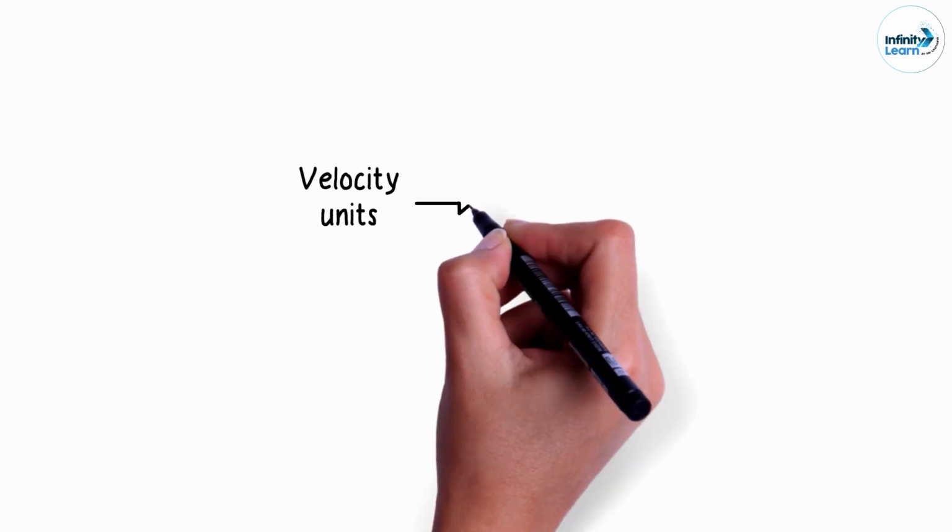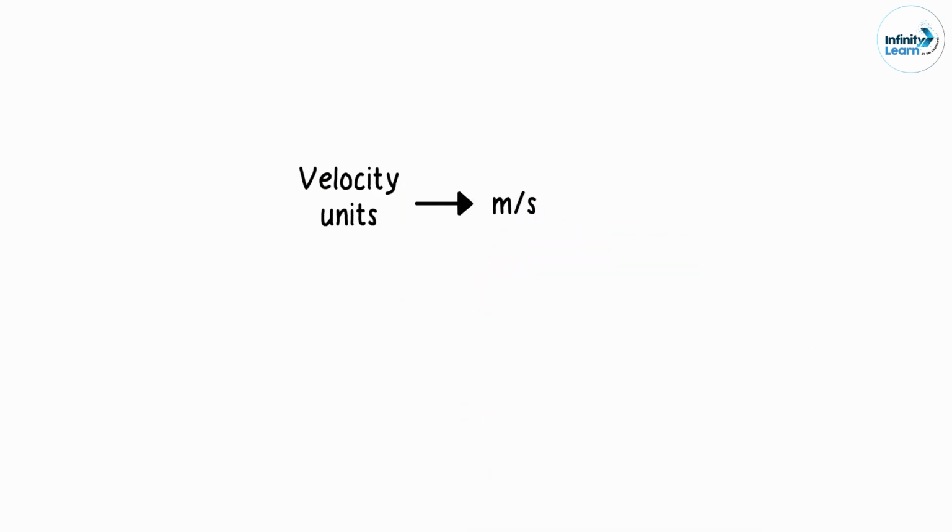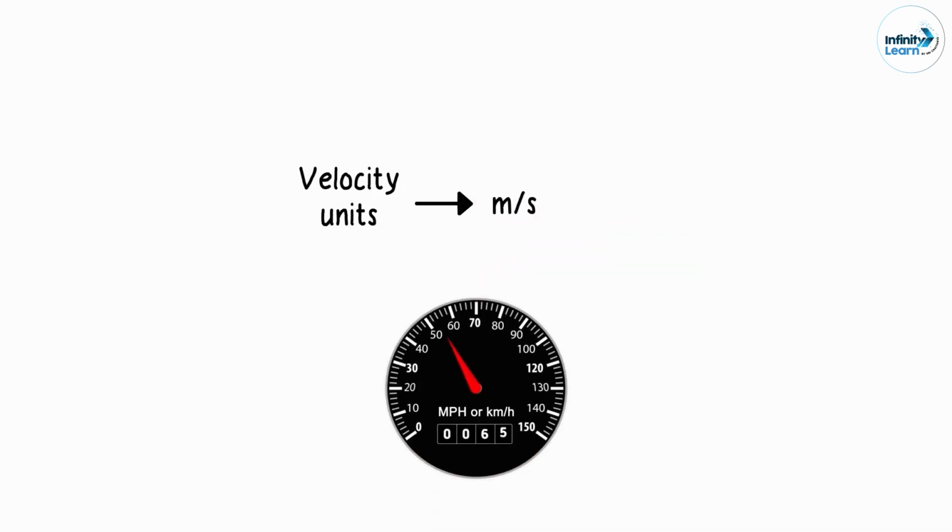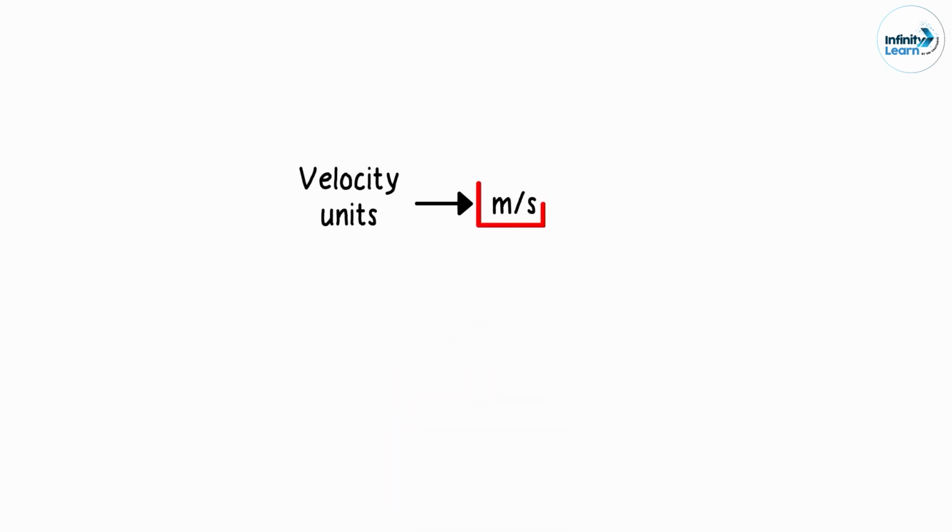What do you think is the unit of measurement for velocity? The unit of measurement for velocity, just like speed, is meters per second. Now you might ask, why meters per second? The cars we drive indicate speed in miles per hour or kilometers per hour. So why is the unit for velocity meters per second? The established SI unit of measurement for velocity is meters per second.